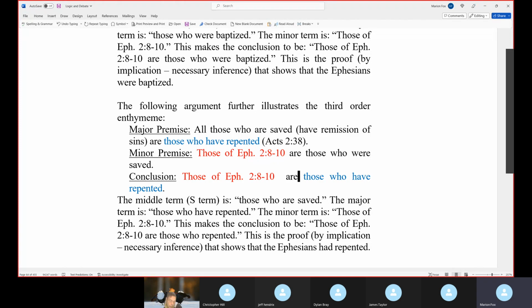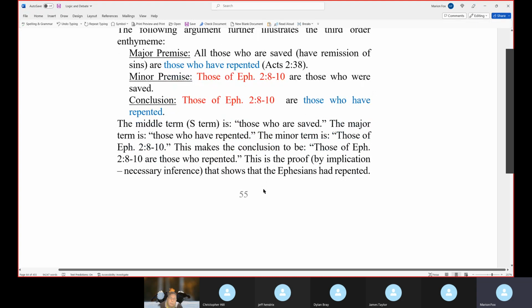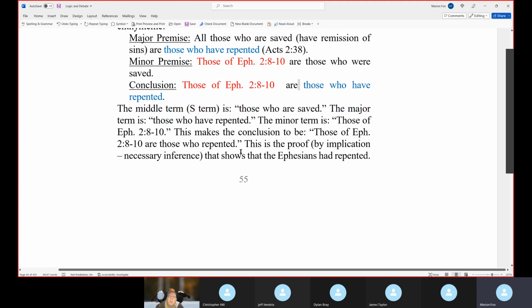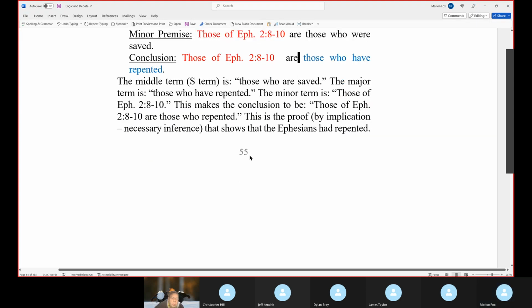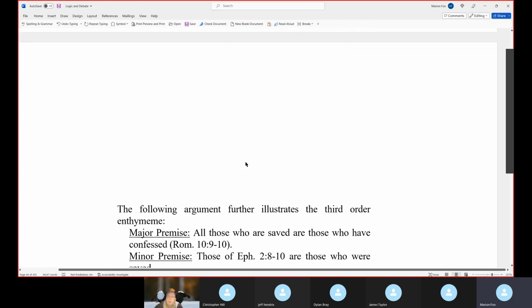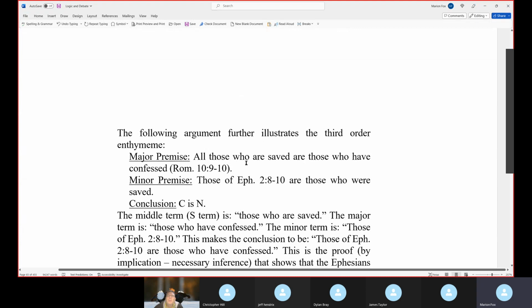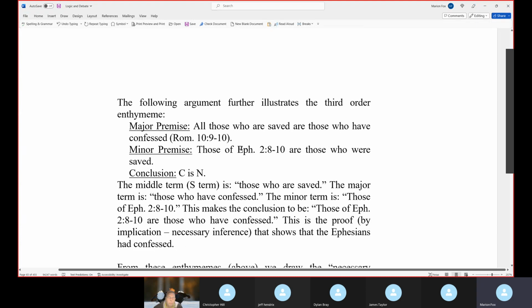Grace, faith, repentance, and baptism in there. So it makes the conclusion to be those Ephesians 2:8, those who have repented. By implication, by necessary inference, it shows the Ephesians had repented. Now let's put another one in this same group.